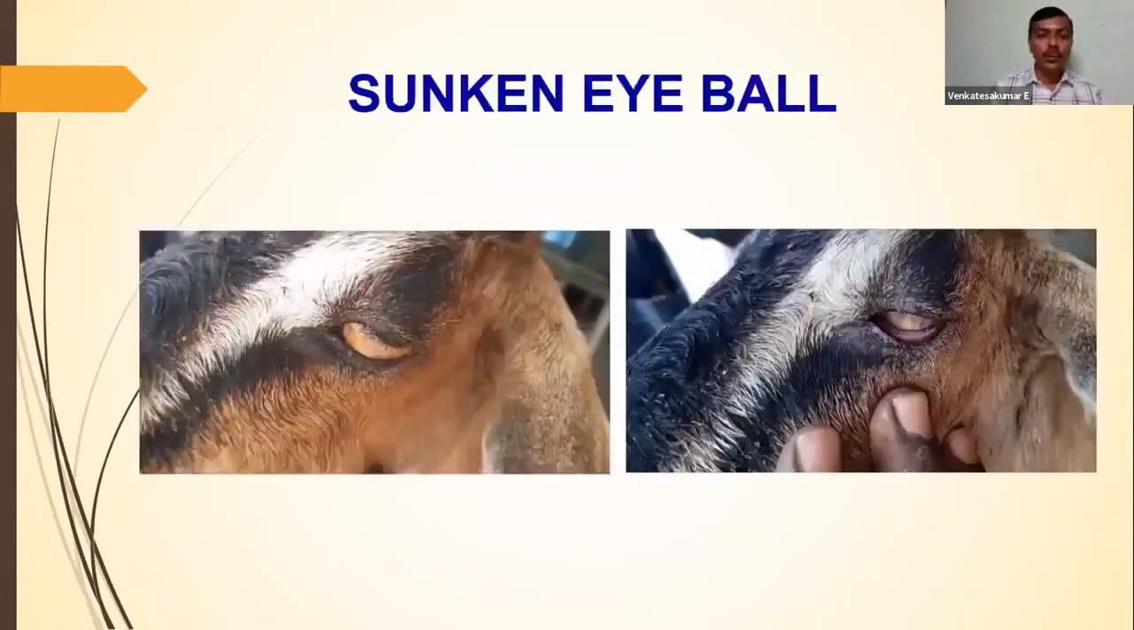So, the sunken eyeball I told you about. Any animal having anorexia or carbohydrate engorgement, definitely if you look at the lower eye, there will be a depression. It is showing dehydration. So immediately you have to avert the eyelid and see the gap between the eyeball and the eyelid. If you are able to measure, use the thumb rule, or just by subjectivity you can assess the dehydration percentage.